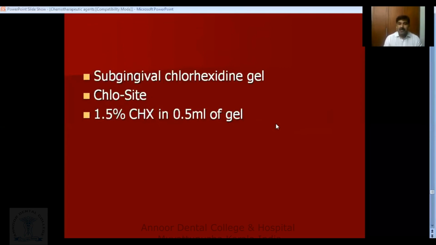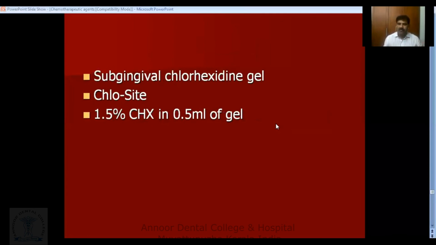Then you have sublingual chlorhexidine gel, and this is commercially available by the name of Closite, and you have 1.5% of chlorhexidine when you take about 0.5 ml of gel. So Closite. So that is a sublingual chlorhexidine gel.